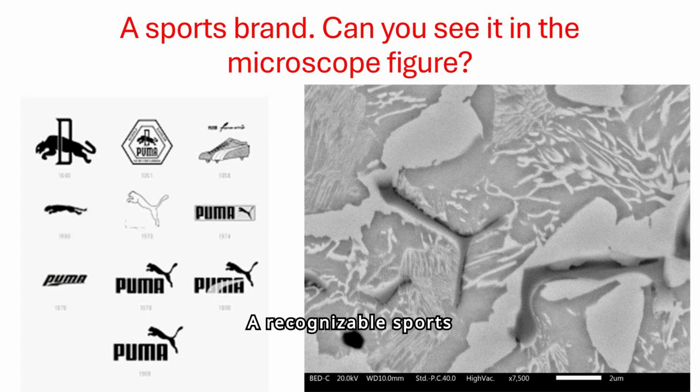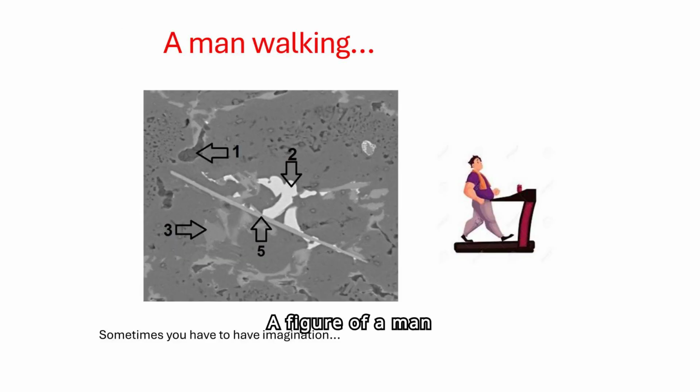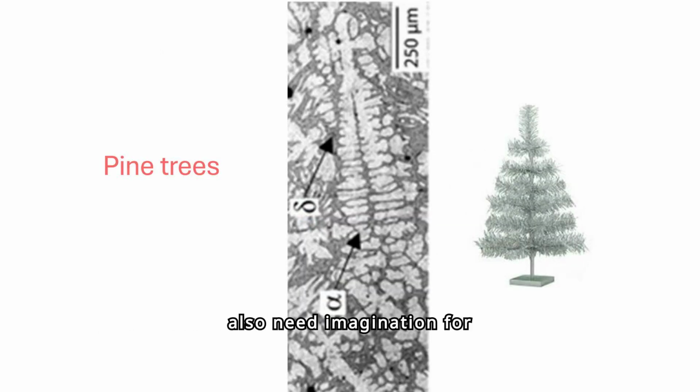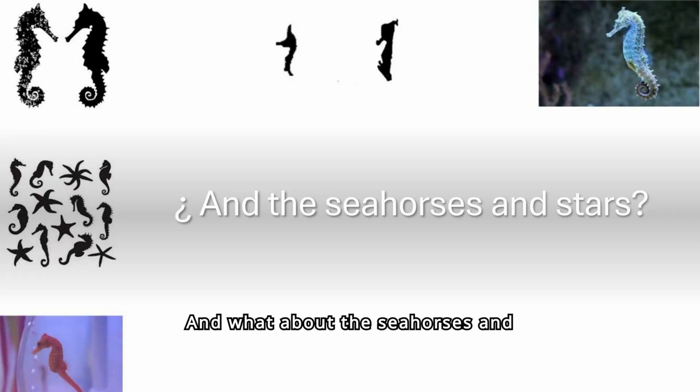A recognizable sports brand logo was found in the microscopic figures. Can you spot it? A figure of a man walking was observed. Sometimes, all it takes is a bit of imagination. As for the constellations, in many it was difficult to find the real shape. As for nebulae, you also need imagination. For pine trees, they look like branches coming out of the trunk. They are called dendrites. And what about the seahorses and stars?